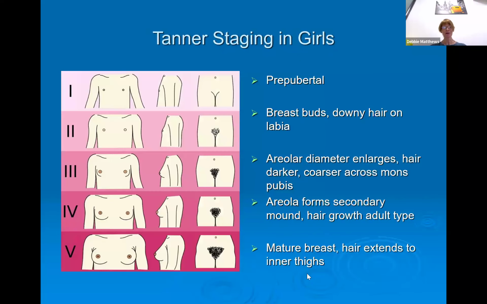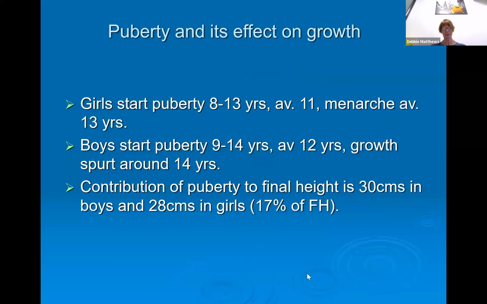Tanner staging in girls, once again, stages 1 to 5, 1 being prepubertal, 5 being fully mature, and this is based on breast development and pubic hair development, with menarche occurring somewhere between stages 3 and 4.